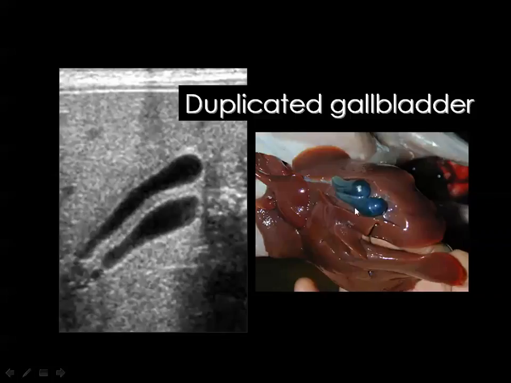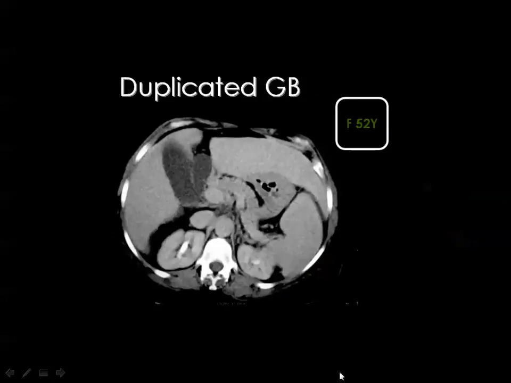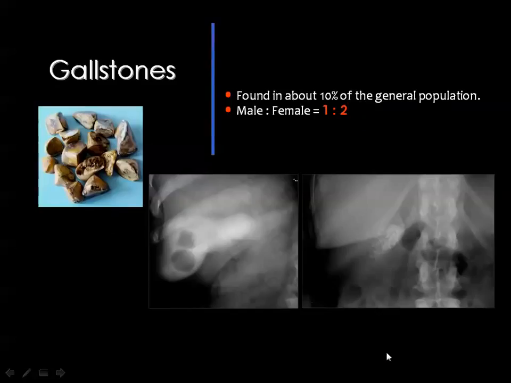Then the second gallbladder will develop another stone. And this is an example of duplicated gallbladder by CT, and the duplication may be complete or just a septum inside the gallbladder itself. One of the common abnormalities seen in clinical practice is gallbladder calculi, and gallbladder calculi are found in about 10% of the general population according to the literature.